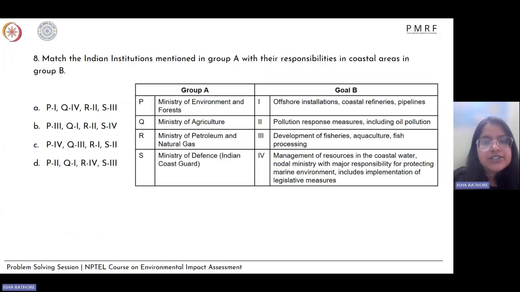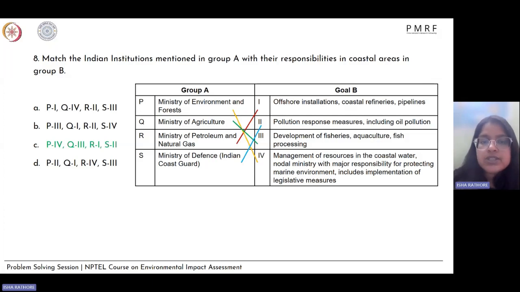Moving on, match the Indian institutes mentioned in Group A with the responsibilities in coastal areas in Group B. So we have different agencies in Group A and their responsibilities or roles in Group B. So the correct answer is C. That is, Ministry of Environment and Forests is responsible for management of resources in the coastal water. Nodal ministry with major responsibility for protecting the marine environment and includes implementation of legislative measures in this region. So P matches with 4. Then Ministry of Agriculture is responsible for the development of fisheries, aquaculture, and fish processing. So Q matches with 3. Then Ministry of Petroleum and Natural Gas matches with 1, which is offshore installations, coastal refineries, and pipelines.